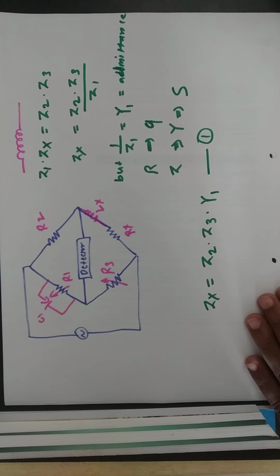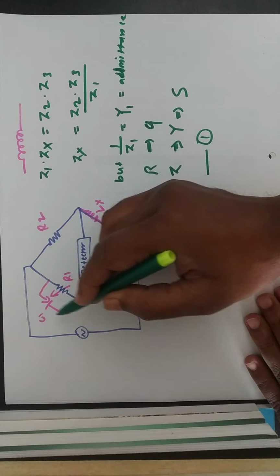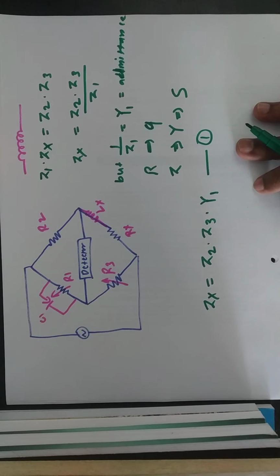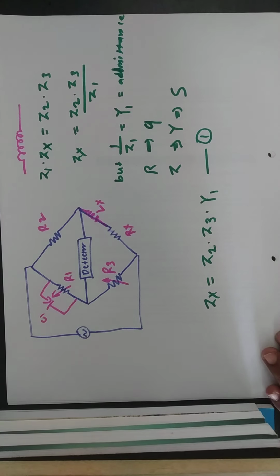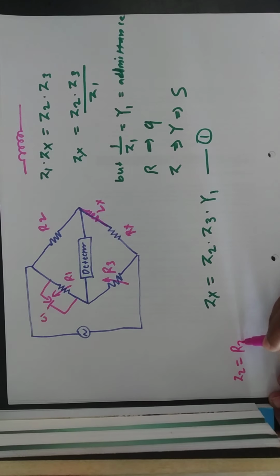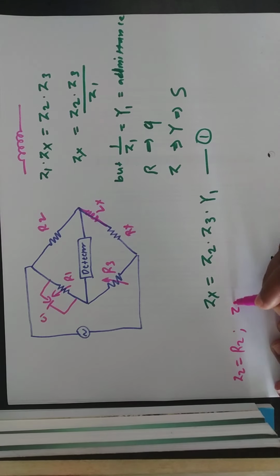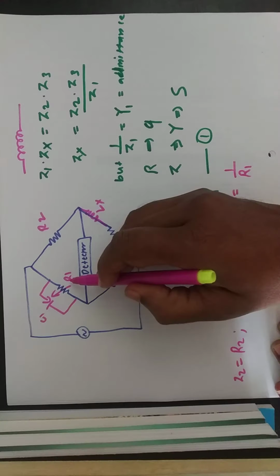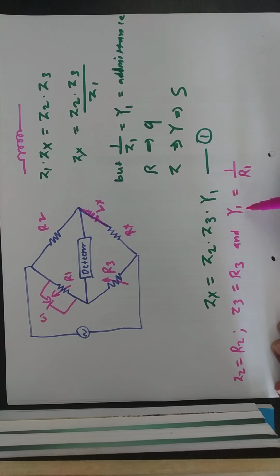For example, this is the Z2 part, this is the Z1 part, this is the Z3 part, and this is the Zx part. So we have to solve for Zx. As we know from this circuit diagram, Z2 can be represented as R2, Z3 can be represented as R3, and Y1 is equal to 1 upon R1, because we are writing in terms of admittance.